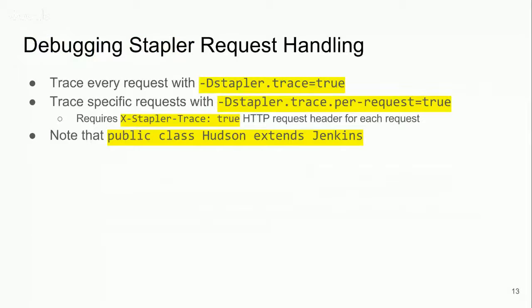You may be wondering, well, that's great, but how do I figure out how it works in Jenkins? Stapler allows you to trace requests, so you know what's going on internally and how Stapler interprets a request. You can either set the system property StaplerTrace to true to trace every request, or to only trace specific requests, set the system property StaplerTrace per request to true. And if you do that, you need to set an HTTP header in each of the requests you want to trace. For the following, in which I show how that looks like in your browser, please note that Hudson and Jenkins are basically the same type internally.